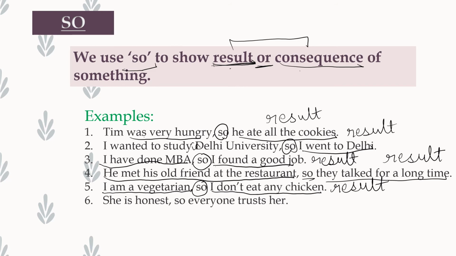She is honest, so everyone trusts her. Simple sentence: she is honest. Then we have to add another sentence to it, and it says everyone trusts her. So ये result है कि क्योंकि वो बहुत ज्यादा honest है सब उसको trust करते हैं. So result बता रहा है कि because she is very honest, because she never lies, everyone trusts her. So it tells the result of everything.